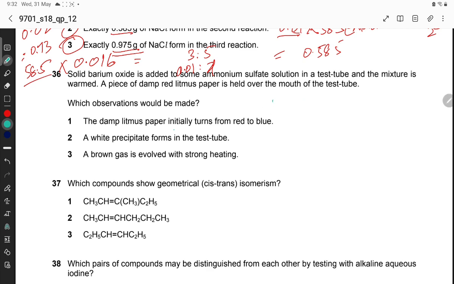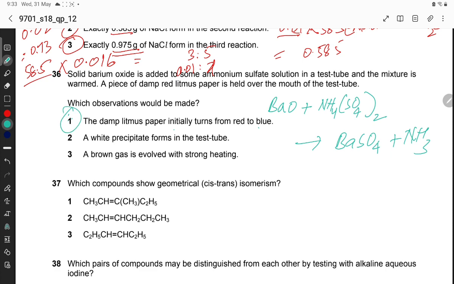Barium oxide plus ammonium sulfate forms barium sulfate and ammonia. So initially it turns from red to blue, because ammonia gas turns damp red litmus paper blue. A white precipitate forms in the test tube, barium sulfate. A white precipitate of barium sulfate is formed in this reaction.